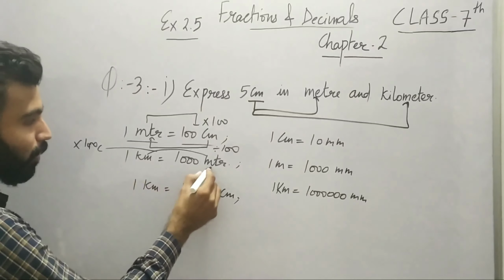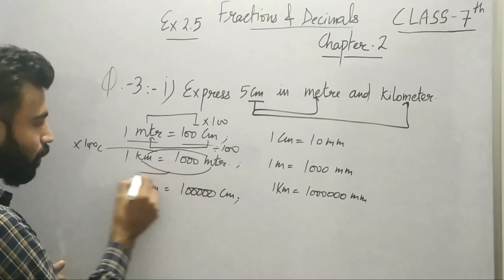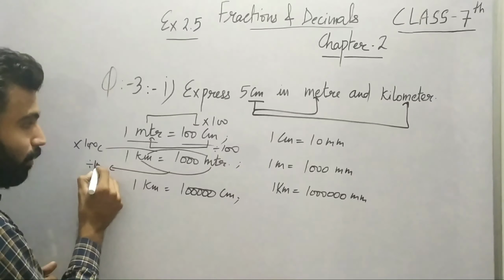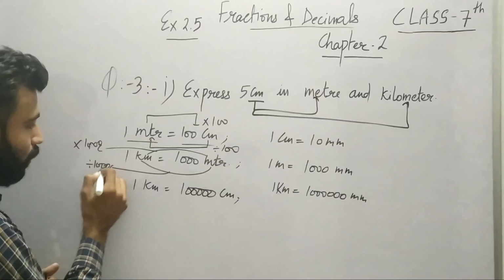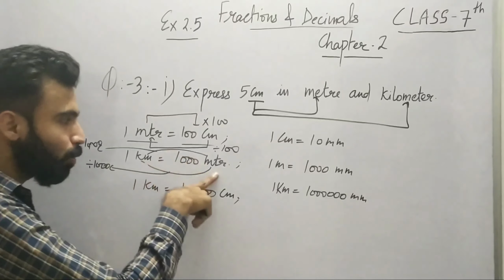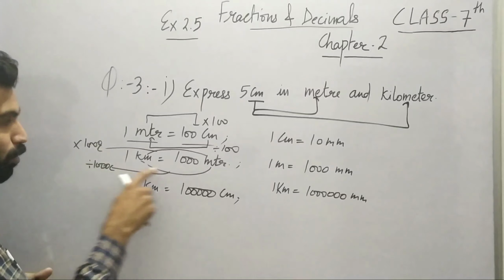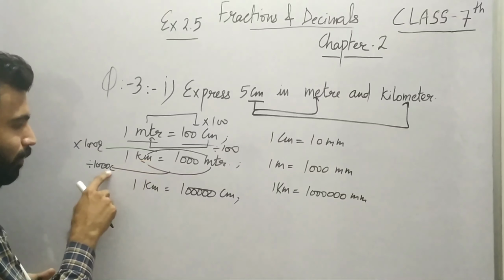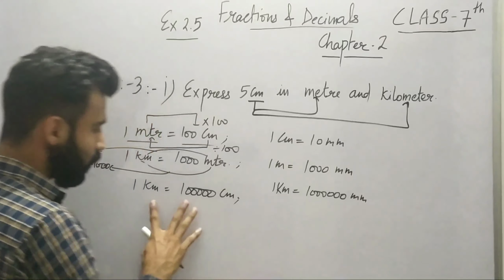And to convert meter to kilometer, you have to divide it by 1000, sorry, what I'm doing here. So 1000 here. So to convert kilometer into meter, you have to multiply by 1000. So to convert meter into kilometer, you have to divide it by 1000. Doing the same with this one.